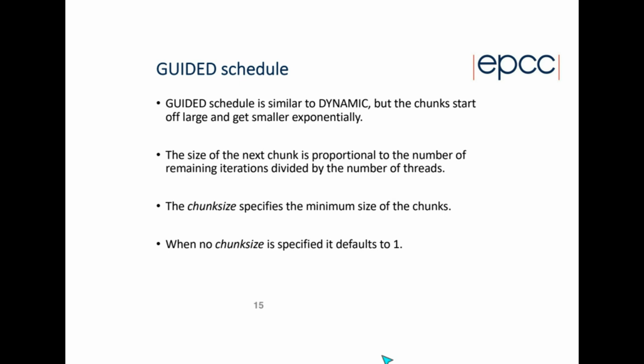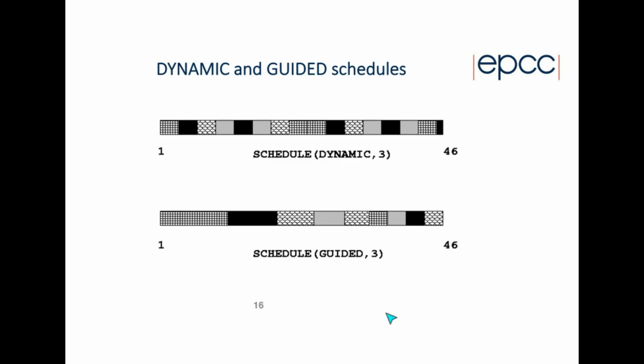So let's look at our example loop again with 46 iterations and 4 threads. If we specify a schedule with dynamic and a chunk size of 3, then we'll get chunks of 3 iterations. The first 4 chunks will get assigned to different threads. But then suppose thread 1, which is the black one here, finishes first, it will get the next one. And then suppose the gray one, thread 3, finishes next, it will get the next one in order. Whichever thread finishes its chunk, it picks up the next one in sequence.